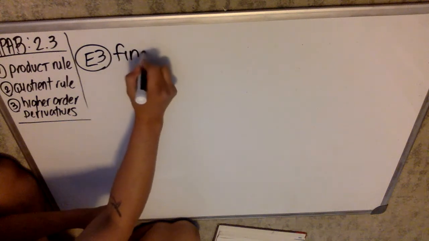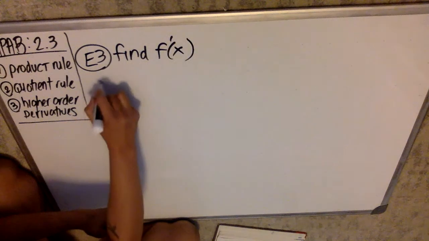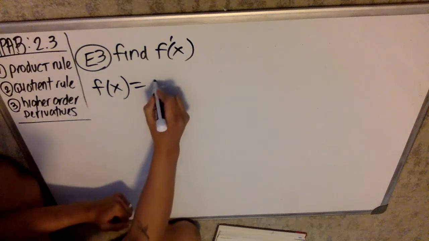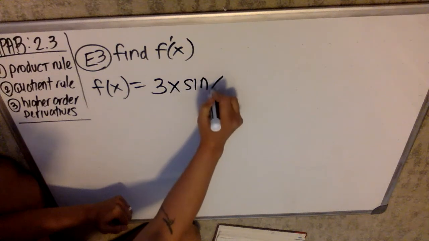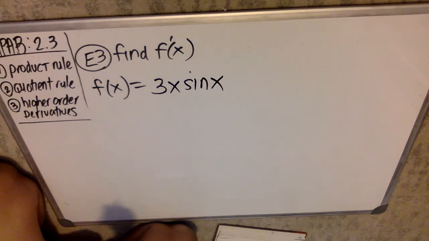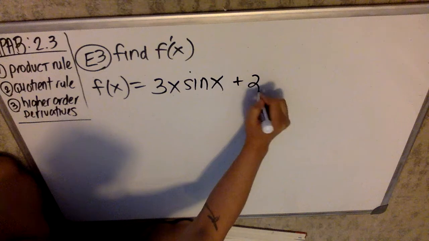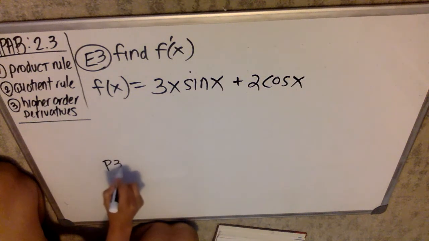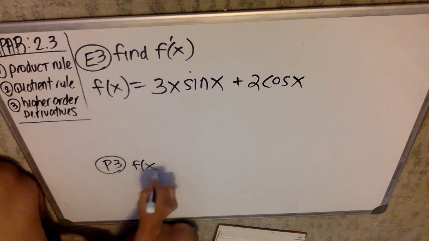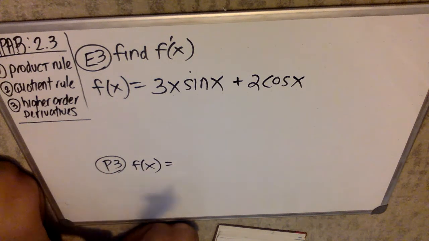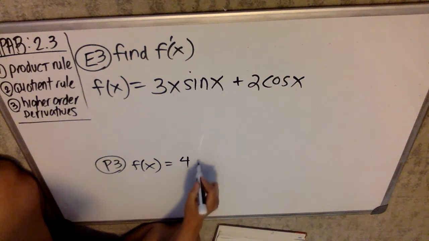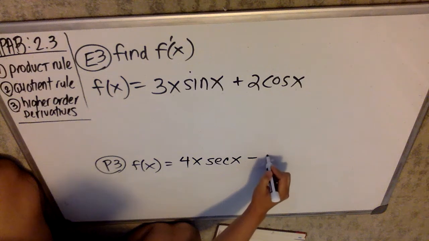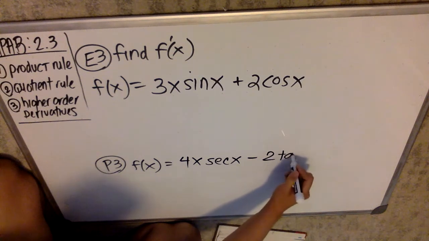again, we're going to differentiate. We'll find f prime. Okay, so I'm going to give you that f of x equals, let's do 3x sine of x plus 2 cosine of x, right? And then we'll do a P3, same thing. We'll do f of x equals, let's do 4x secant of x minus 2 tangent of x.